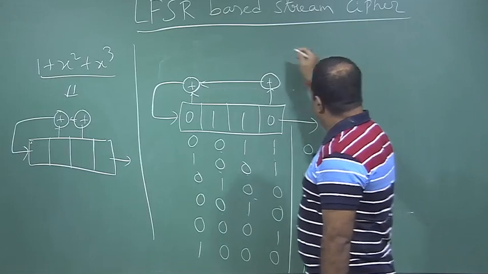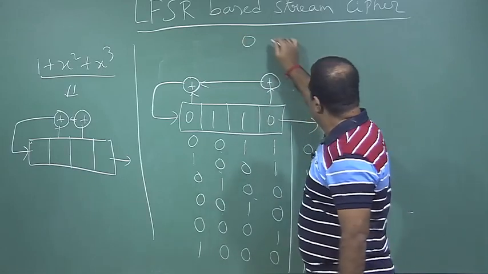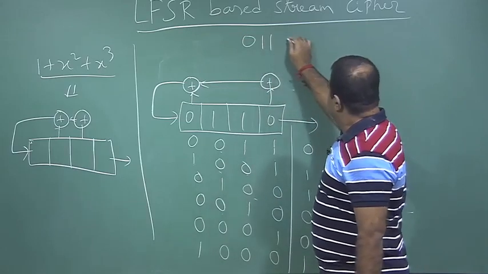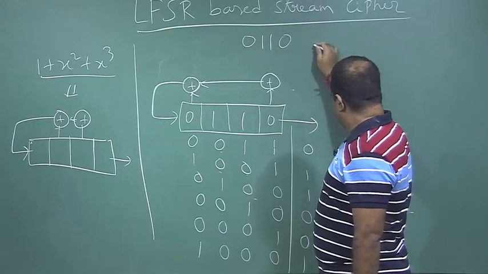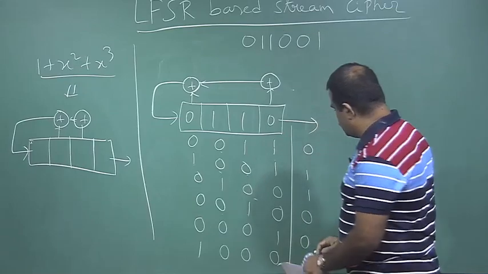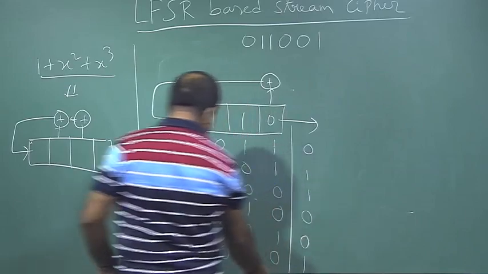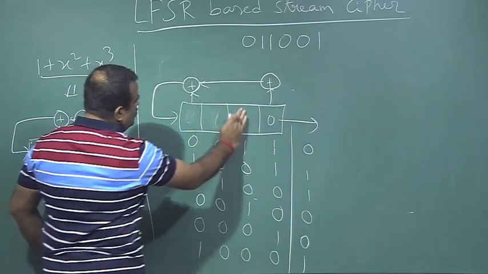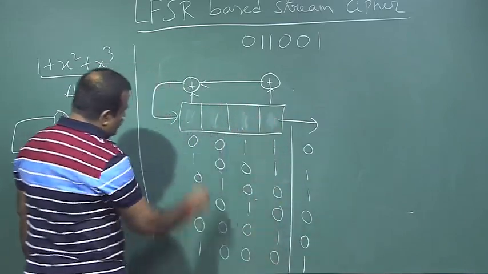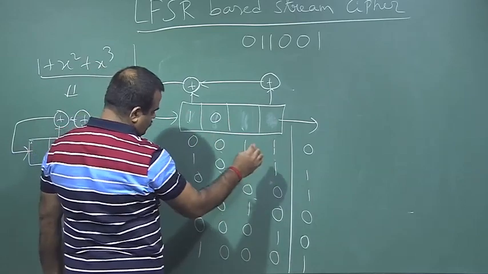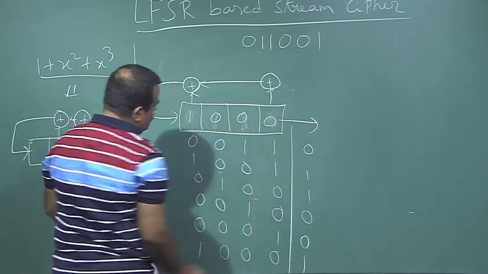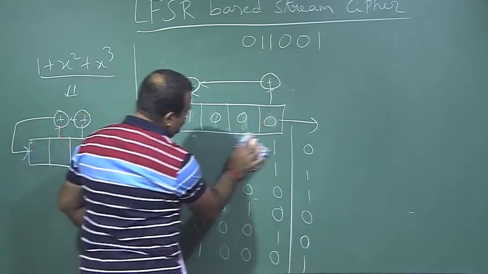So, up to this we got 0, 1, 1, 0, 0, 1. Now, we copy this here, because we do not have space here. So, we copy this value over here and we will continue. So, 1, 0, 0, 0. So, this is the current state.